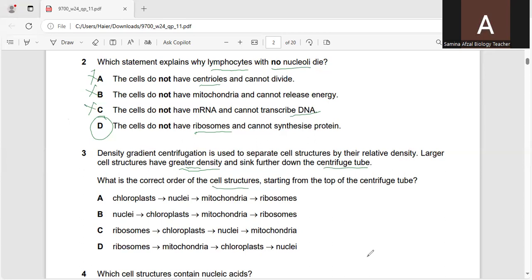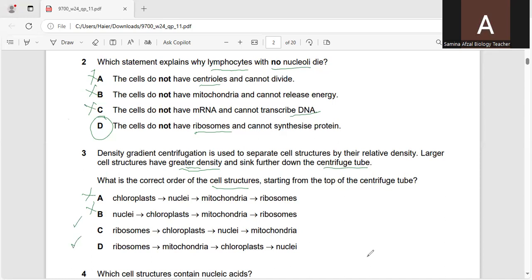So in this way, the order of cell structures based on density will be, first of all, the ribosomes. Being the smallest and least dense, ribosomes will settle at the top of the gradient. So it means A and B are not correct options. So C or D can be the correct options. So we have to find out the correct one.